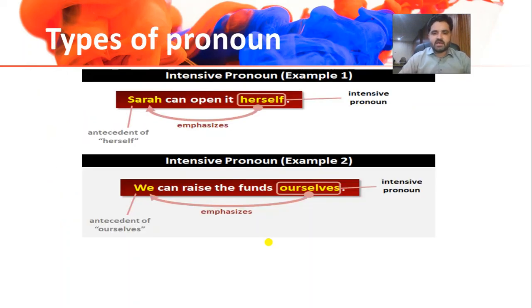Difference between intensive and reflexive pronoun. Reflexive pronouns are essential for the basic meaning of sentence, while intensive pronouns are not essential for the basic meaning of sentence. For example, Sarah can open it and Sarah can open it herself. So whether we put herself or not, the basic meaning of sentence is completed. If we put herself, it is for emphasizing the subject. We can raise the funds, we can raise the funds ourselves. So it doesn't affect the meaning of the sentence, it is just emphasizing the subject.